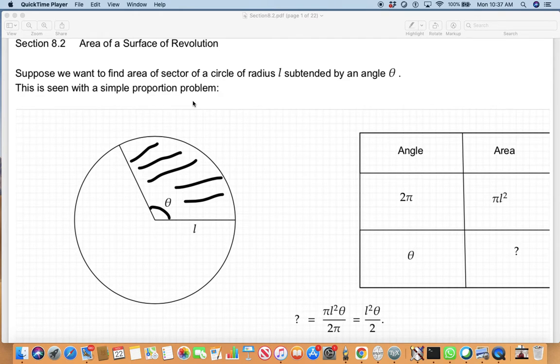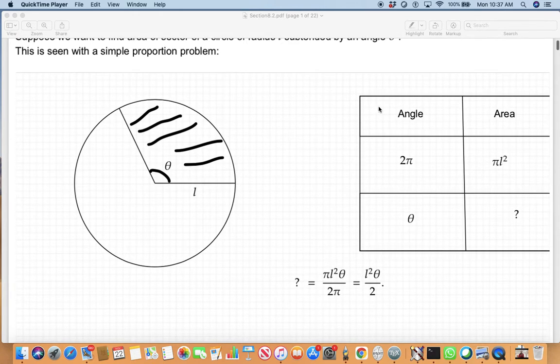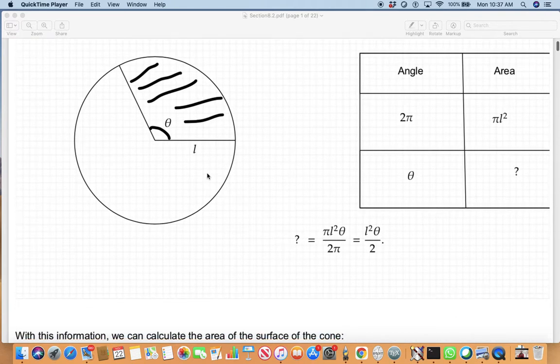Well, this is seen with a simple proportion problem. Suppose I make a table with angle versus area. When the angle is 2 pi, I'm looking at an entire circle. Well, we know the area of an entire circle, pi radius squared. So when the angle is theta, we are looking at a proportion. What is the area? Area is theta times pi L squared over 2 pi. Okay, so cancel the pi's, L squared theta over 2. That's the area of this sector.